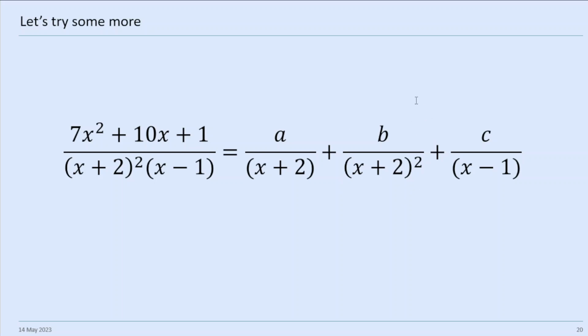And by the way, this can also be integrated quite easily, so this is helpful. And then we put in the other factor, x minus 1. So that's why we've got a squared term here, because this was a repeated factor.